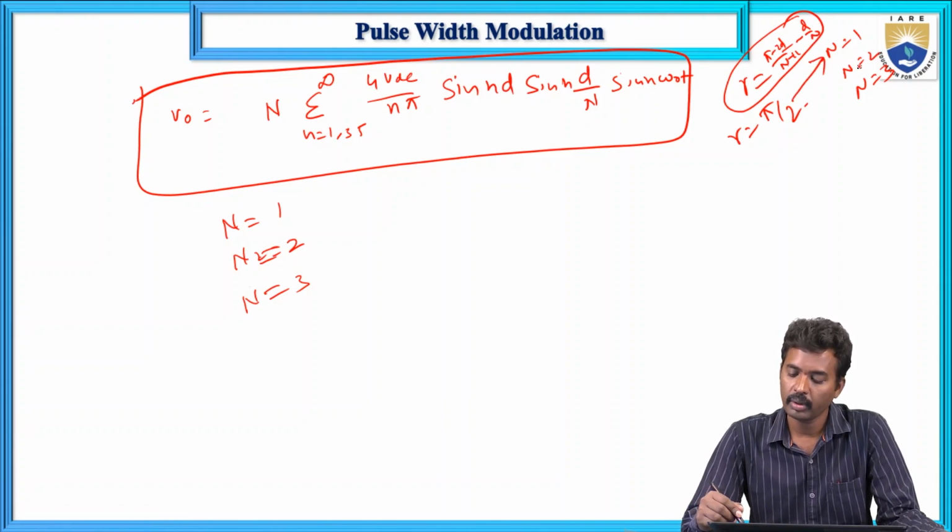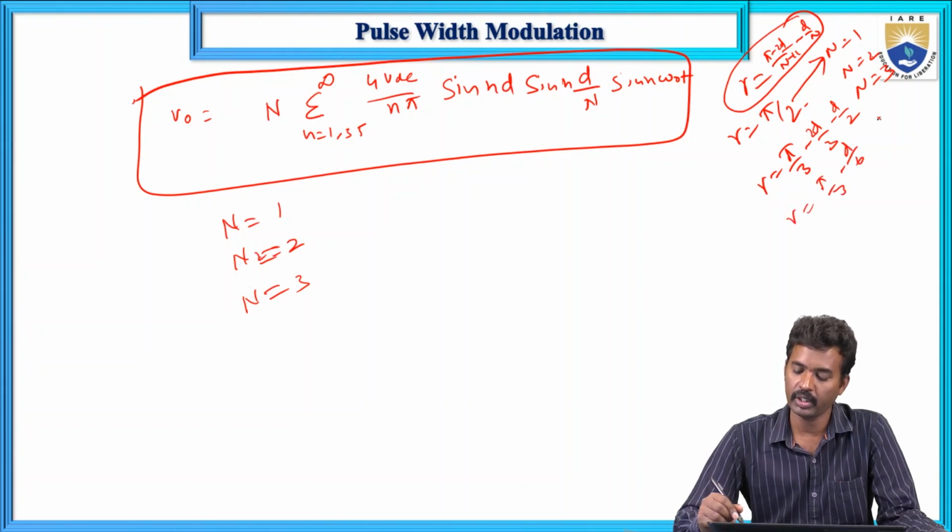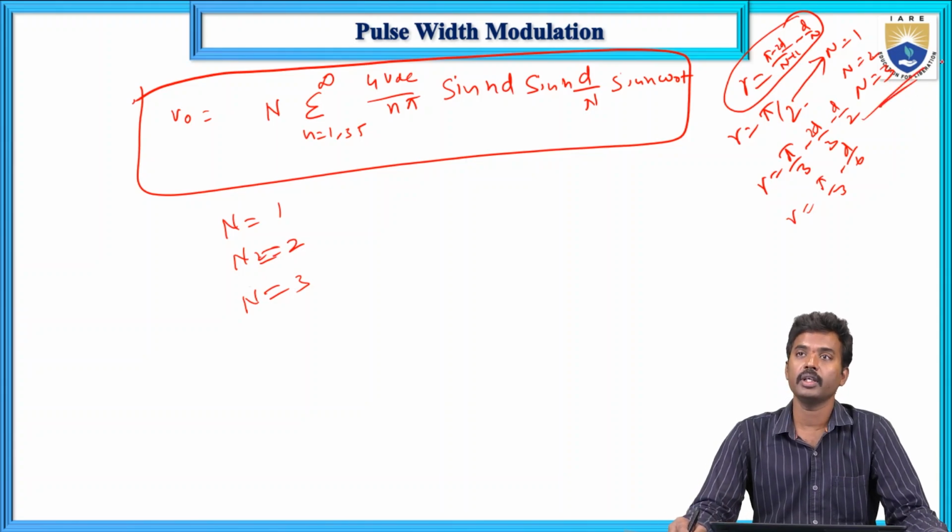And what about n equals 2 here? Gamma equals π/3 minus d/2, that is 2d/3 minus d/2. Now in this case, what is the value of 6 minus 4 minus 3? So that equals π/3 minus d/6. Same way for gamma at n equals 3.